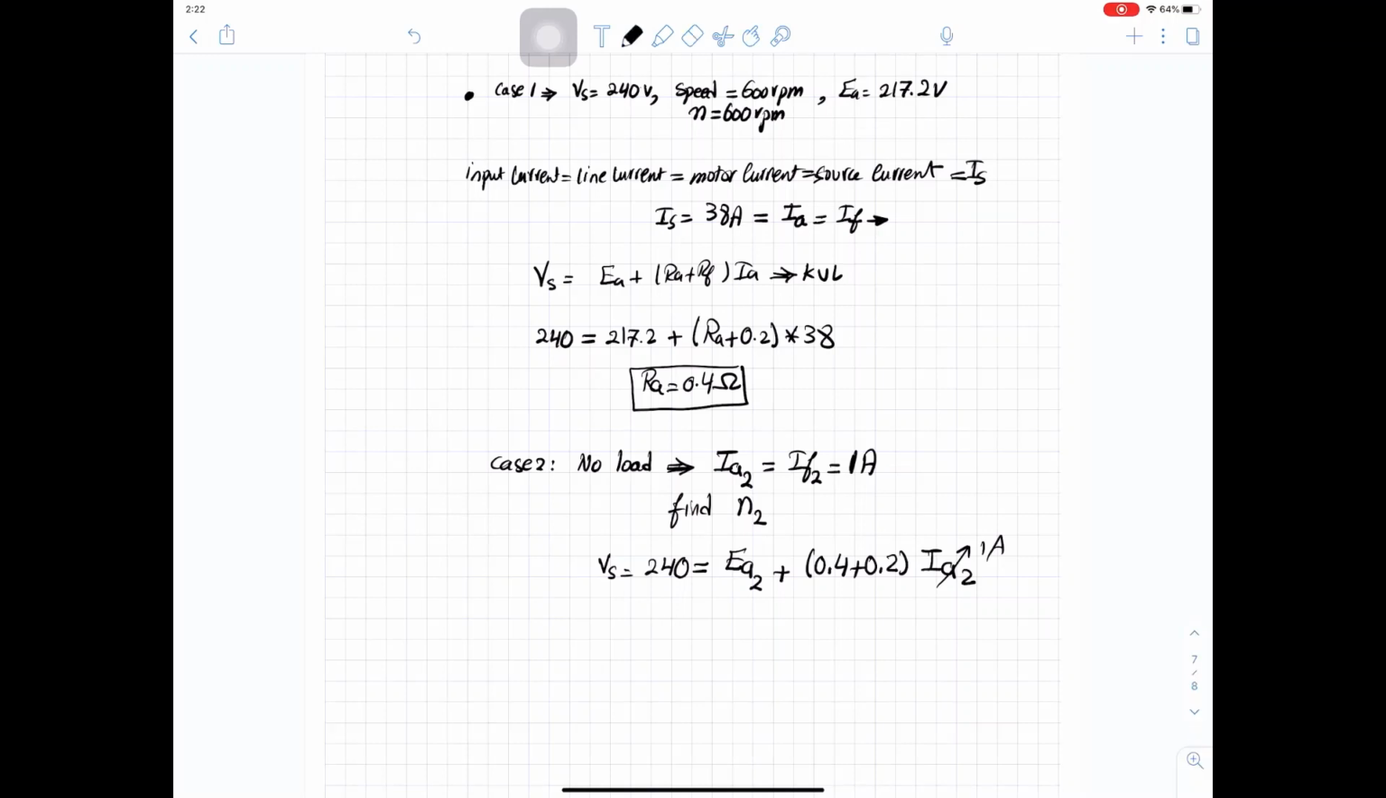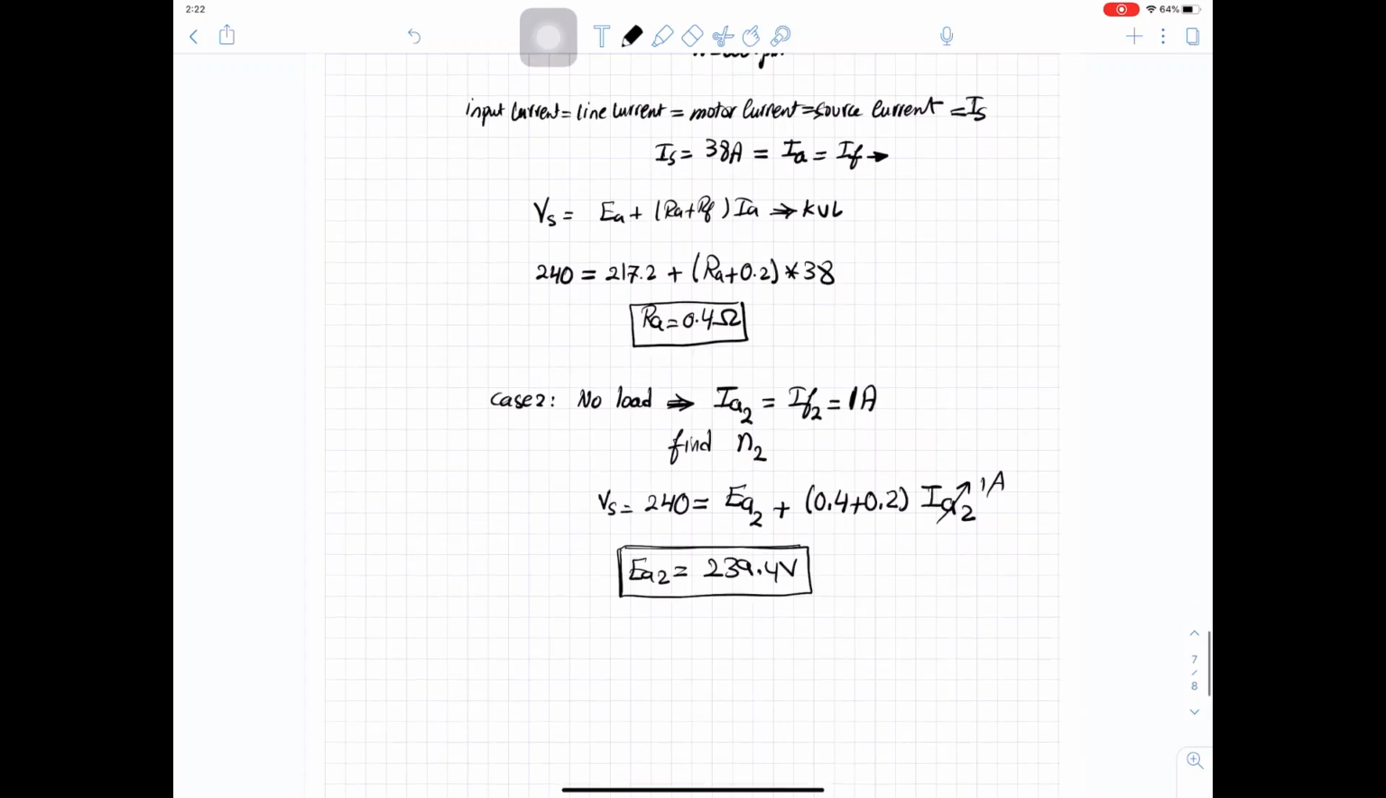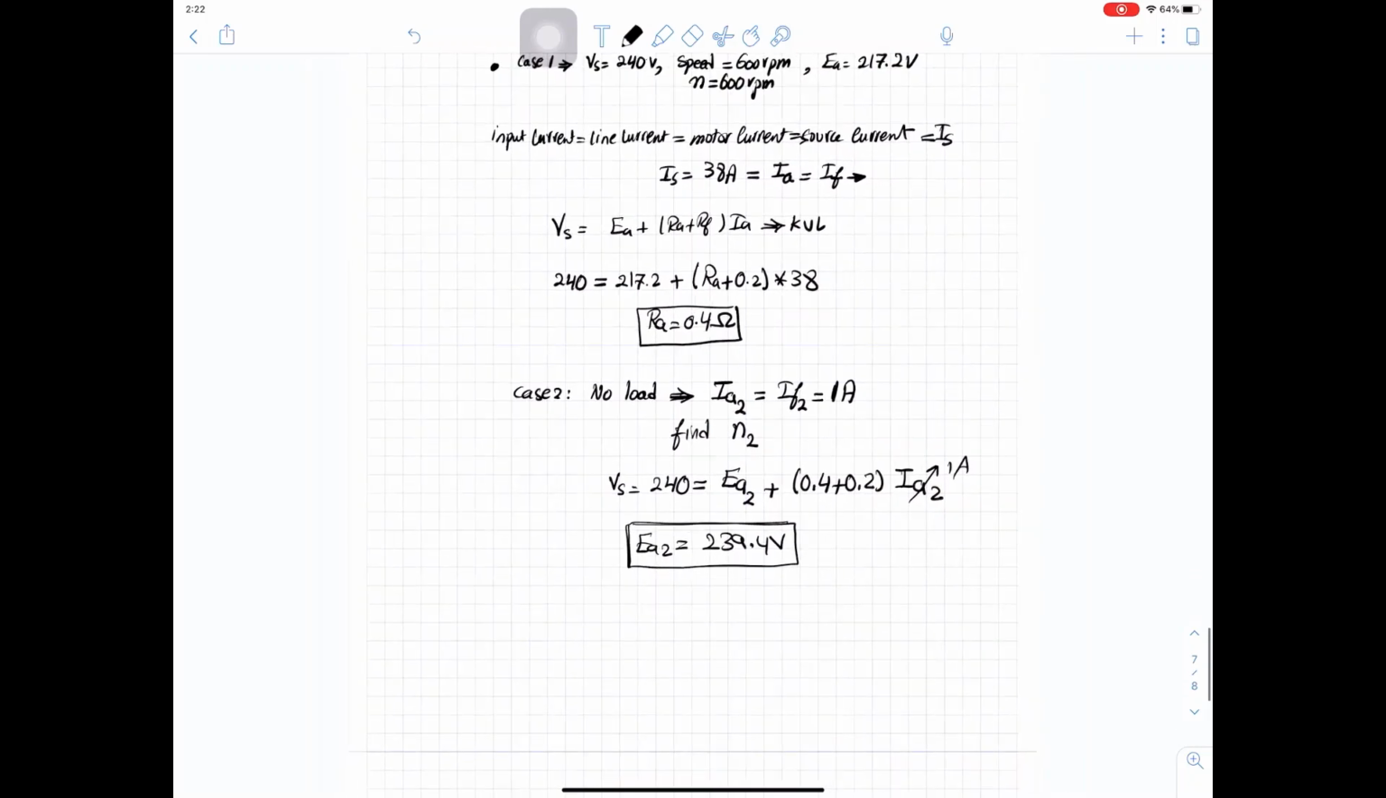So the only unknown in this equation will be EA2, and EA2 is 239.4 volt. So the voltage in this case, E armature 2, is 239.4 volt. Whenever you are asked in DC motor questions about speed, you need to calculate EA. Whenever you are asked about torque, you need to calculate current and vice versa.